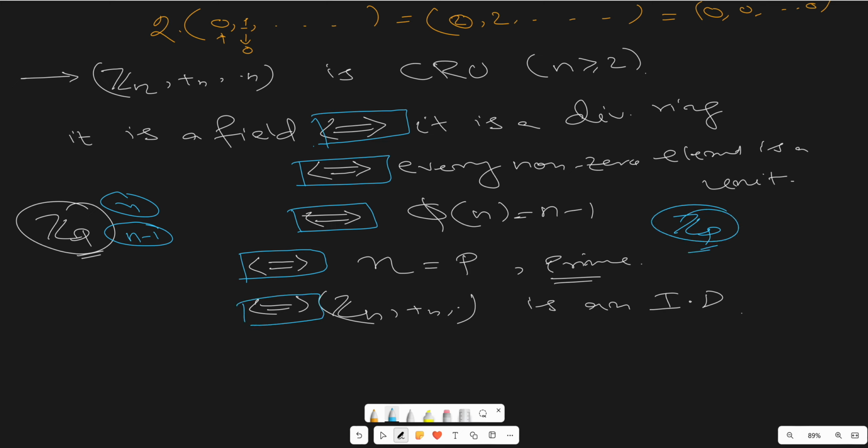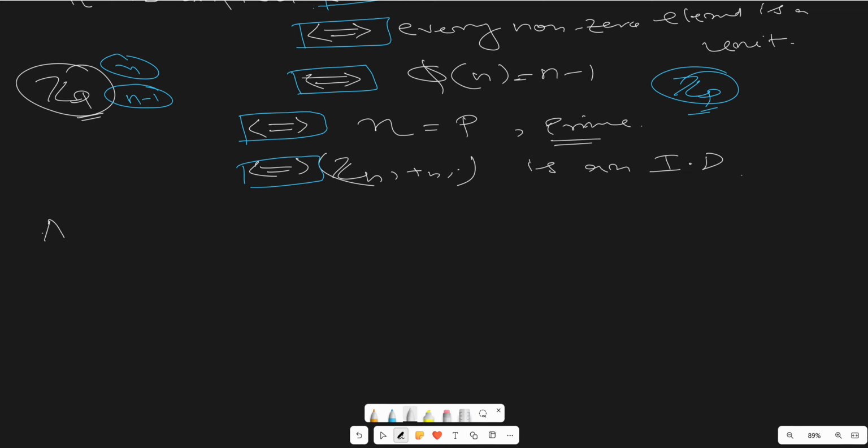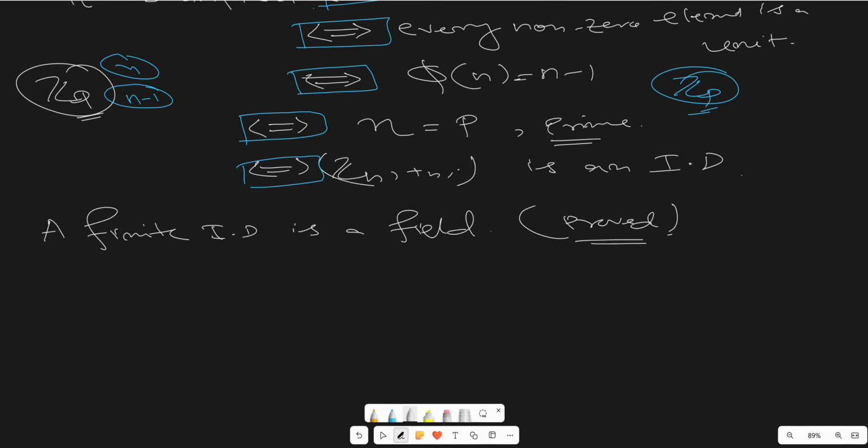So I think the implications are clear to everyone, right? Okay, so now a finite integral domain is a field, we know, right? A finite integral domain is a field. We have also proved this in the class, right? What else? I will prove one theorem here.